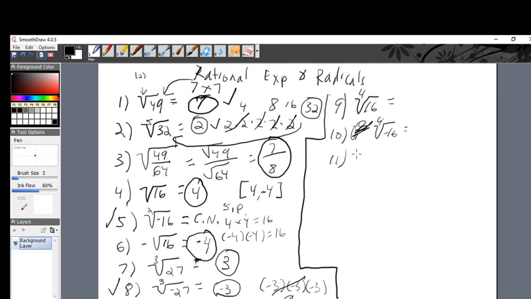Number 11, the 5th root of 32. Number 12, the 5th root of -32. So let me show you with these 4 examples and continue what we were just talking about.